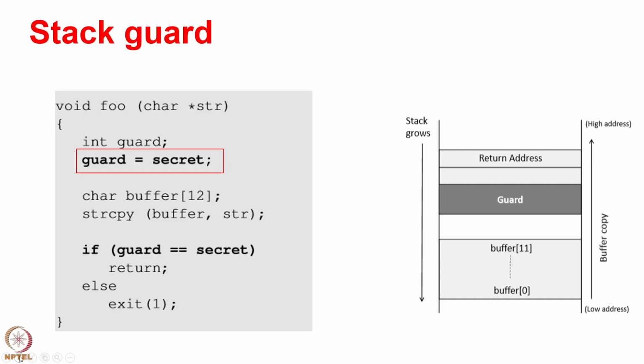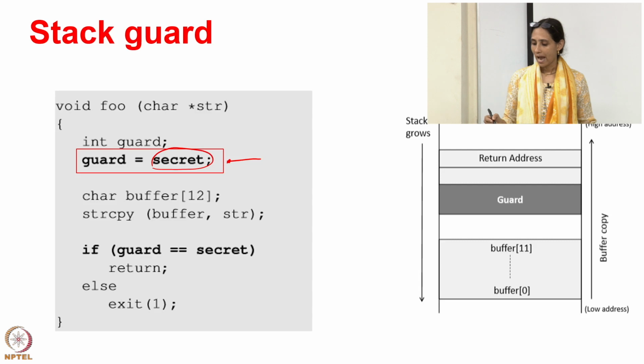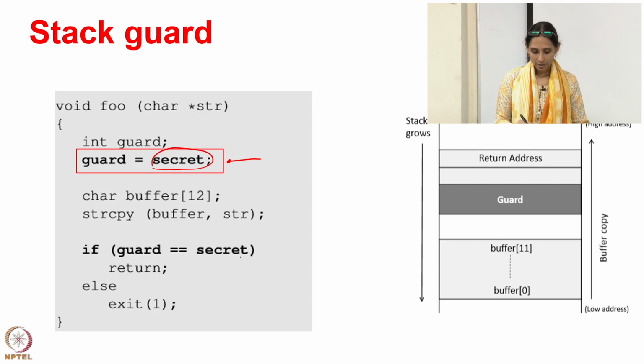So this is another defense. The earlier one was an OS based defense, this is a compiler based defense. What you do when you are compiling this code is, the compiler will insert this as part of the code, where it will put a guard, some secret value. This is not a variable, this is some string that it will put. Okay? And when you are returning, it will basically check whether whatever it has put matches this secret.